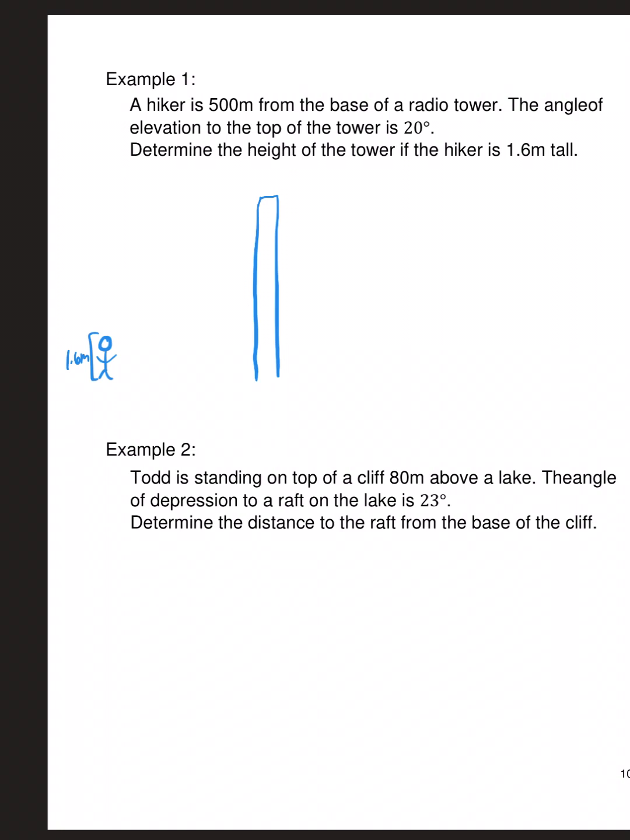The angle of elevation to the top of the building is 20 degrees. So the angle of elevation is going to be made from his line of sight, which is going to come, we're going to say, from the top of his head, because they're telling us how tall he is. So it doesn't come from his feet, but it comes from there. And we know the distance between him and the tower is going to be 500 meters. This angle here is going to be 20 degrees, which I just want to make note of. This is our angle of elevation.